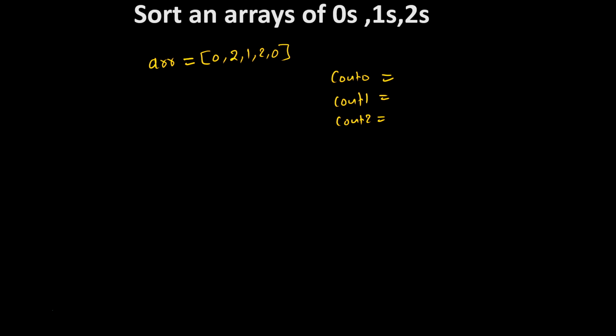Now in this question we have been given an array, 0, 2, 1, 2, 0, and we have to find out how many zeros, ones, twos are there without using extra space. The space complexity should be O(1) in this case.